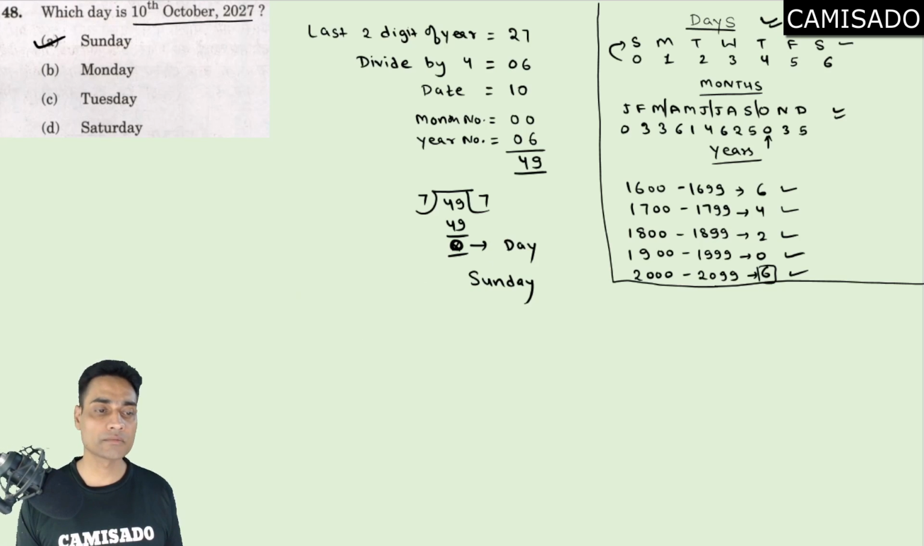So the answer is Sunday. Again I am repeating. Consider the last 2 digits of the year, it's 27. Divide by 4, you get 6 as quotient, remainder 1, remainder leave it, quotient is 6. Date 10th, October, so 10. Month number for October from here is 0. Year number 2027 lies in this range, so number is 6. Adding all this we get 49. Divide 49 by 7, you will get 0 as the remainder. It will tell you the day. For 0 we have the day Sunday using this table.